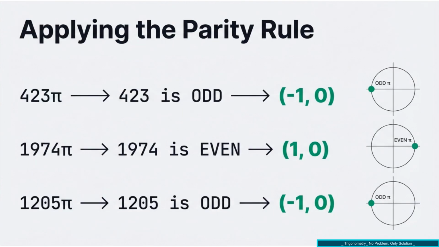Applying the parity rule is simple. 423 pi is odd, terminating at (-1, 0). 1974 pi is even, terminating at (1, 0).